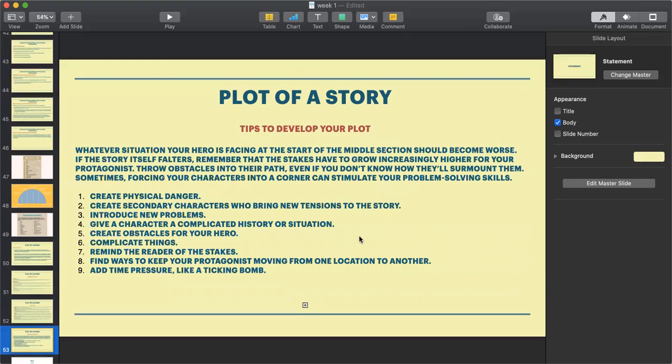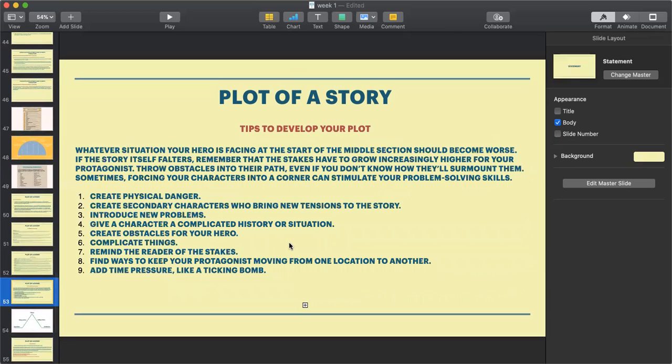So tips to develop your plot: create physical danger, create secondary characters who bring new tensions to the story, introduce new problems, give characters a complicated history or situation, create obstacles for your hero, complicate things, remind the reader of the stakes, find ways to keep the protagonist moving from one location to another. Then you can talk about a lot of places, and time pressure. So it's very closely related with creating a strong conflict.